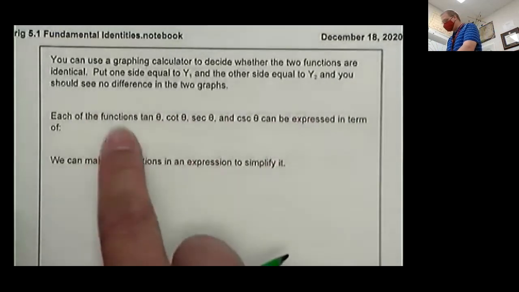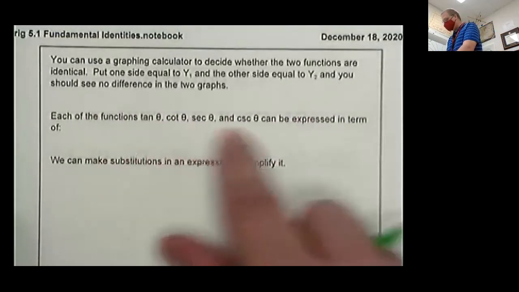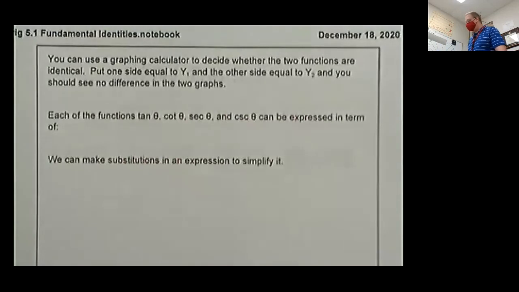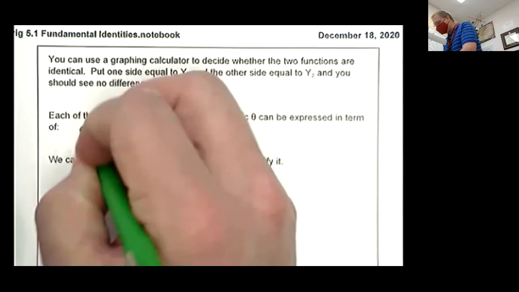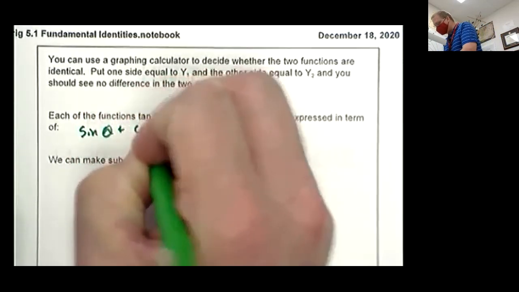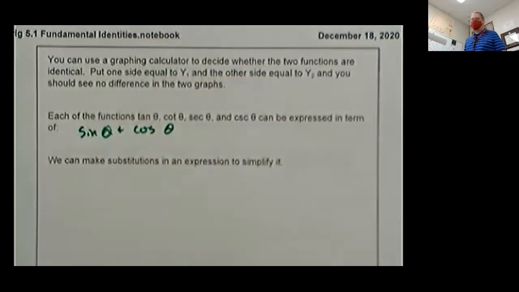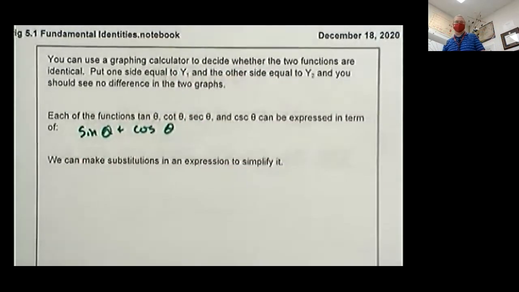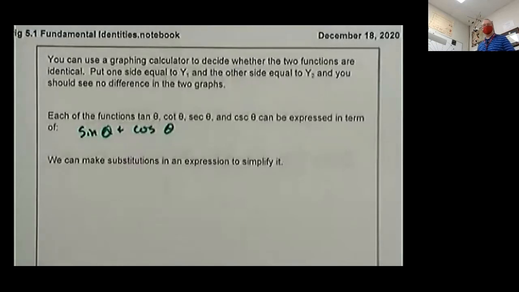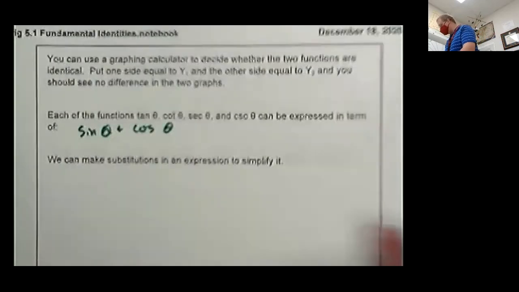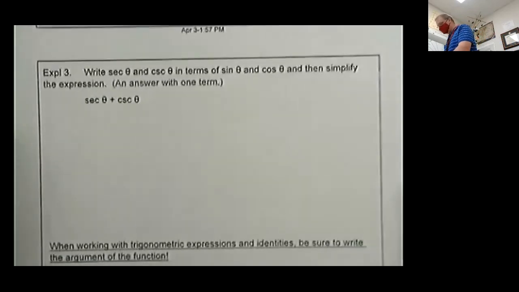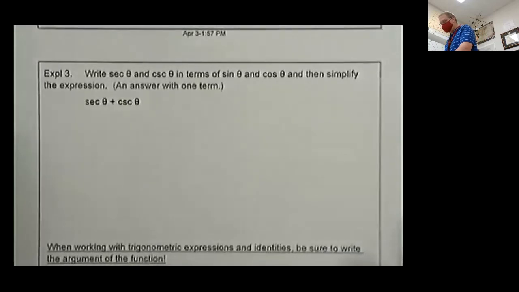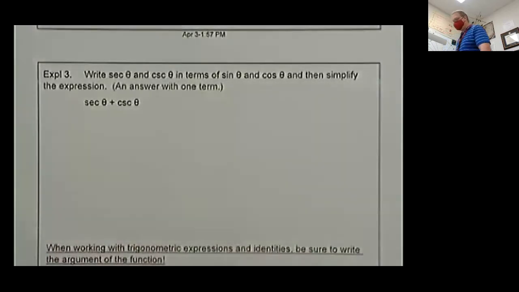Each of the trig functions, tangent theta, cotangent theta, secant theta, and cosecant theta, can be expressed in terms of sine theta and cosine theta. So if you ever get stuck, just switch everything back to sine theta, cosine theta, and then go from there. That is a good strategy to use as well. Remember, we can make substitutions in an expression to simplify it. Let's look at example 3, right? Rewrite secant theta plus cosecant theta in terms of sine theta and cosine theta, and then simplify the expression.